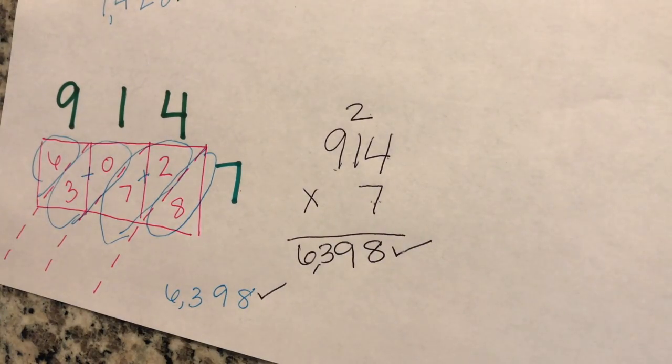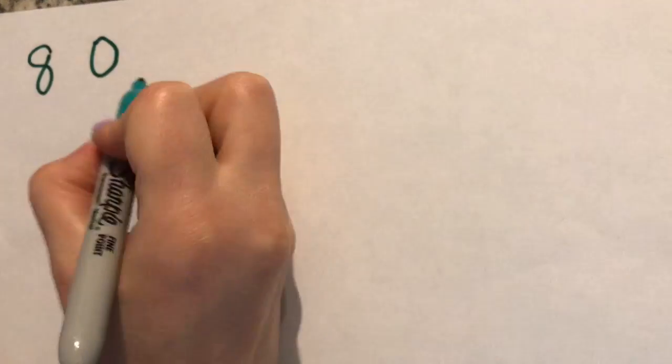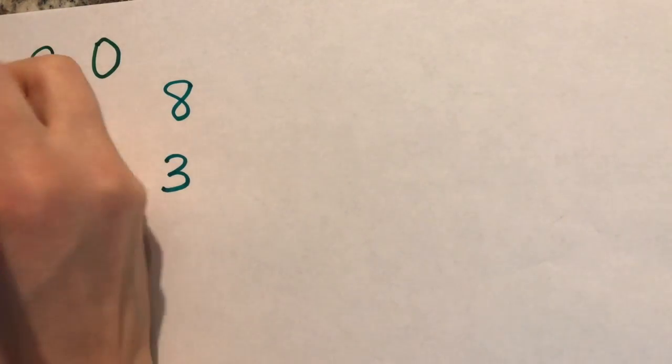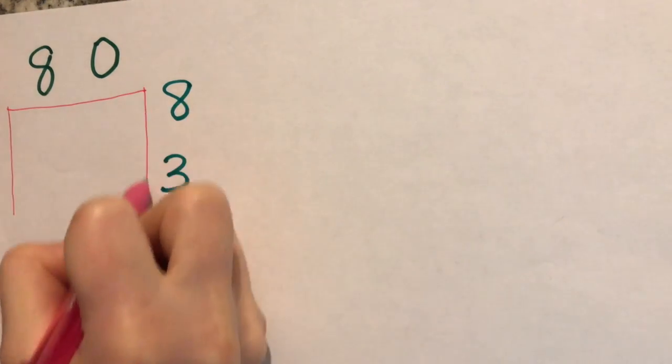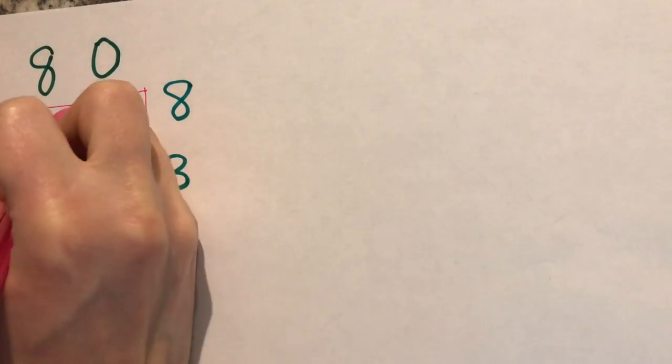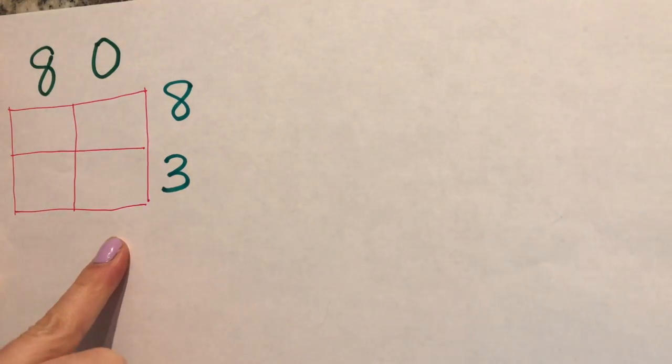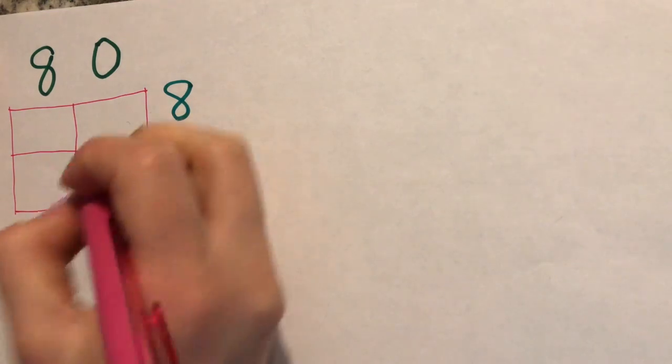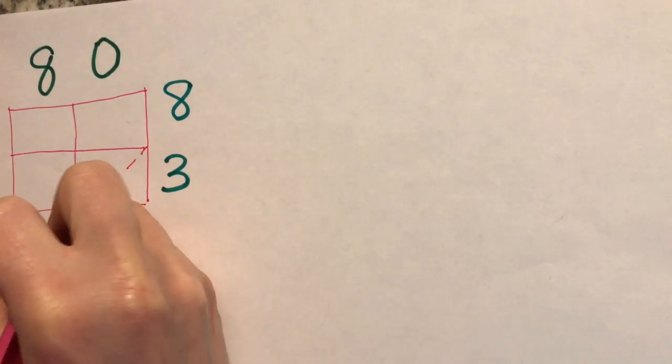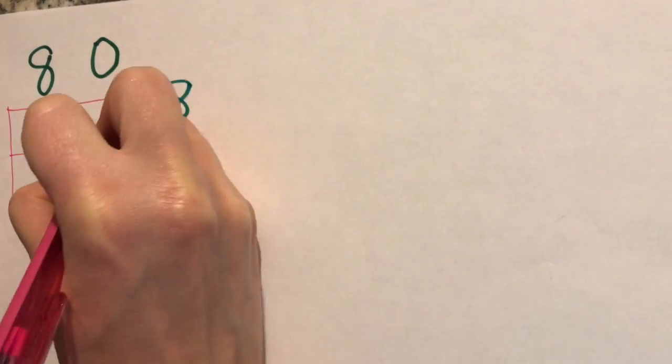Now we are going to work on some 2 by 2 digit multiplication using the lattice method. So if we take the number 80 and we take the number 83 on the side, and then we draw our box, so we have a place for both the tens and the ones going this way and the tens and the ones going this way. And then I always start at the bottom box because there's nothing to connect it to. And then I move up.